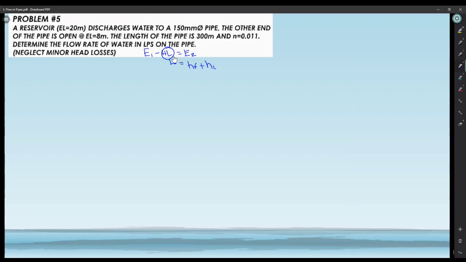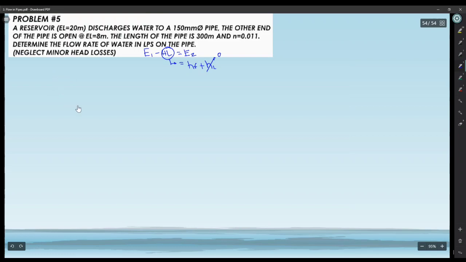So dito pa lang nagkaroon na tayo ng idea na ang gagamitin natin para ma-compute yung major head losses is using the Manning's equation. So, we need to determine the flow rate of water in liter per second on the pipe. So, in-specify dyan that we should neglect the minor head losses. So, mangyayari lang dito, since sabi nga is i-neglect, ito will be equals to 0. So, ang kailangan na lang nating hanapin is yung major head losses.